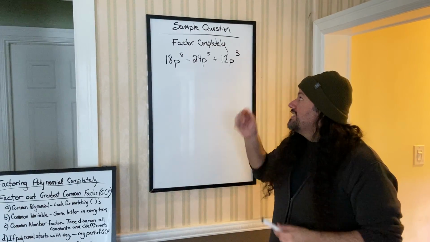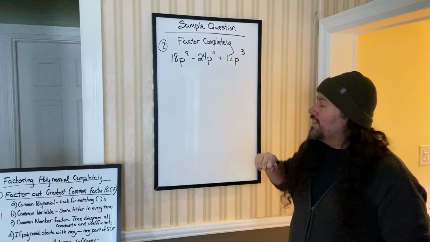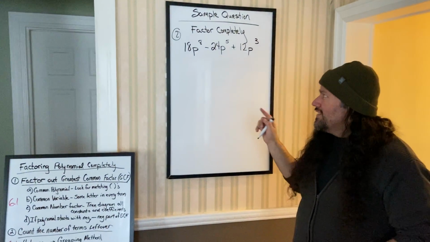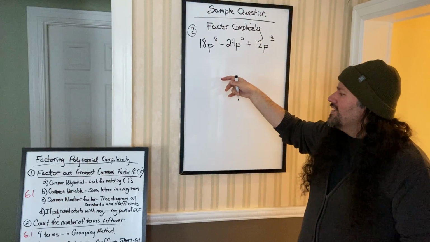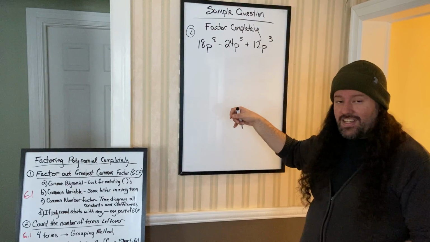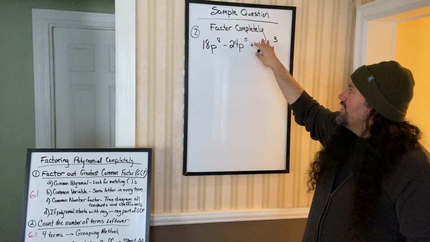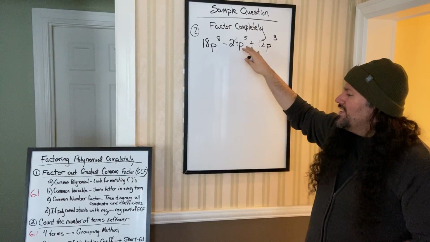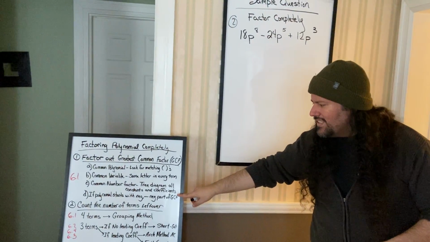So this is our second sample question that we have to get through. Again, the directions don't really tell us what to do. Like the first one, all we had to do was factor out the common polynomial. Here, again, the directions still say factor completely. So as soon as you see factor completely, let's always start with our GCF, A, B, C, D.